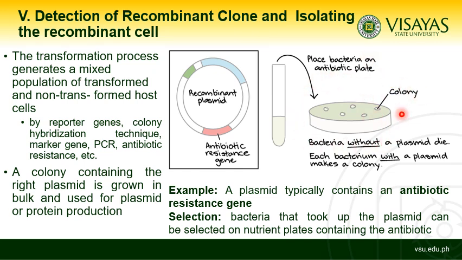So we have here colonies, and these bacteria will be placed on an antibiotic plate. Bacteria without a plasmid will die. Each bacterium with a plasmid will make a colony. This means that the colonies are transformed. Those bacteria without a plasmid will die, and the bacteria that carry a plasmid can live and reproduce. Each of the surviving bacteria will give rise to a colony of identical bacteria, and they will all carry the same plasmid. So now it is duplicated.